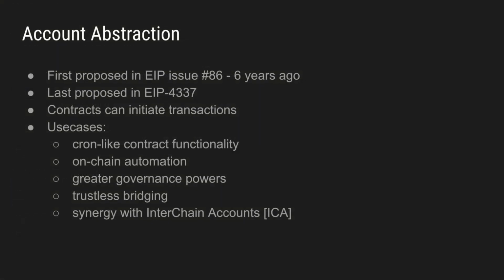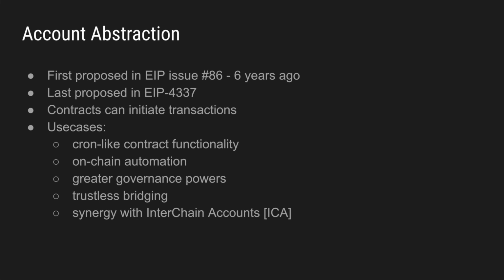Account abstraction was first proposed in issue 86 from the Ethereum EIP repository 6 years ago. Last proposal is EIP 4337. The main purpose is to enable contracts to initiate transactions.